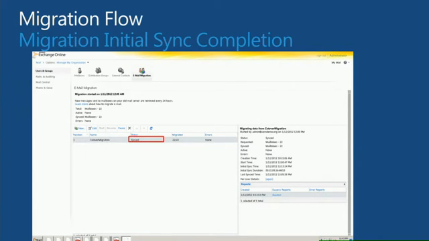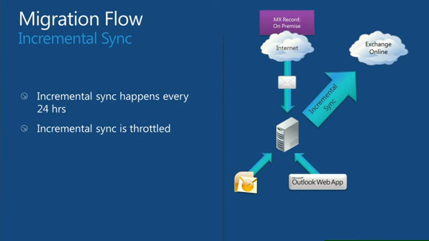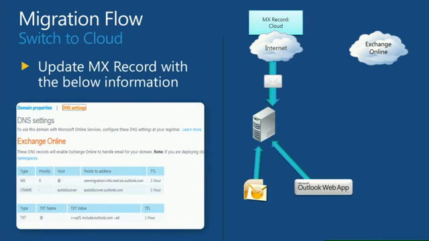And so when the initial sync has completed, you will see the state change to synced. And from that point, it's going to be doing incrementals. The incremental sync is throttled by Exchange Online. So if there's massive changes on premises, there's a chance that Exchange Online is not going to keep up. And you can see that from the migration statistics.